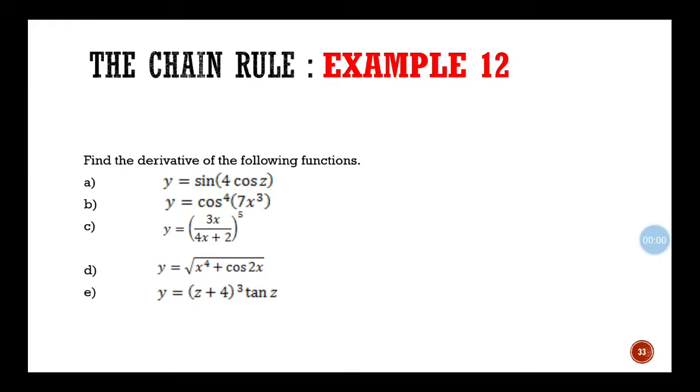Okay, so now we come to the last part, the last example for chain rule, example 12, which is also considered as the last part of video for our today's asynchronous lecture. Okay, so example 12 here, we are still with examples for chain rule, but if you have a look at these examples, A until E here, the functions become more complicated.